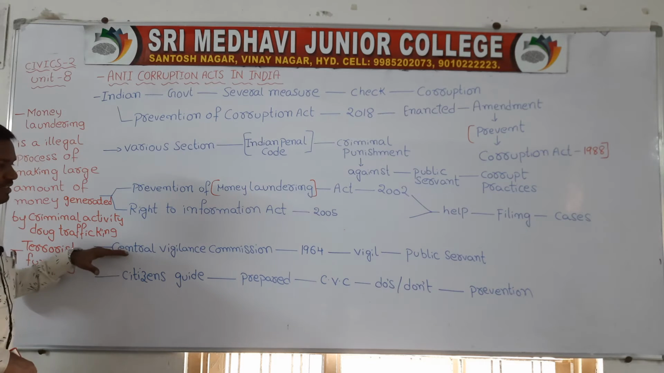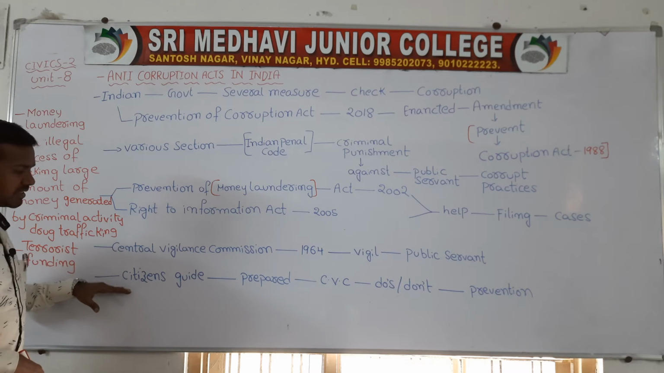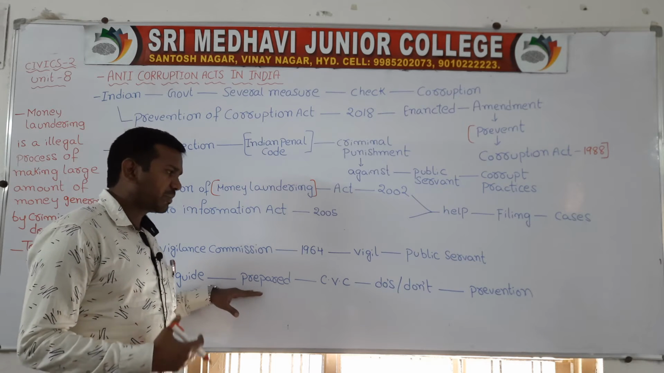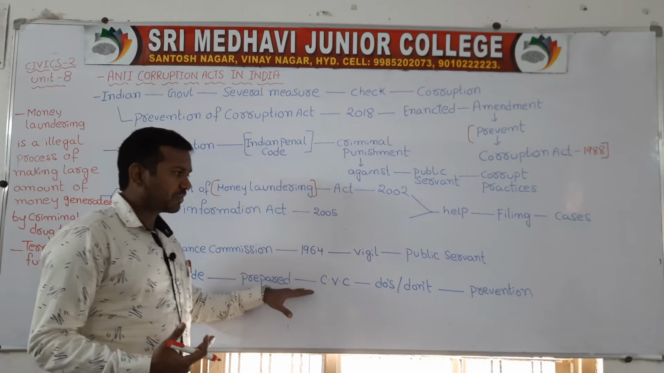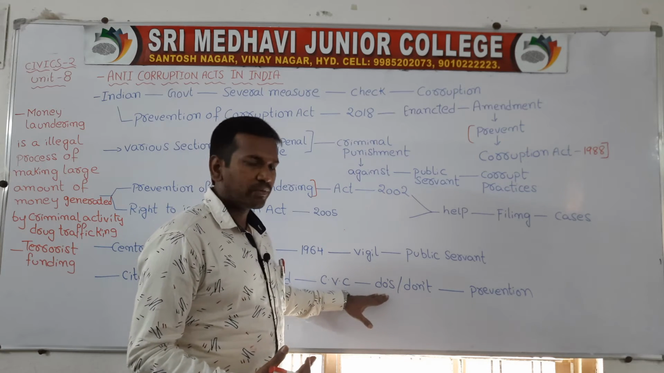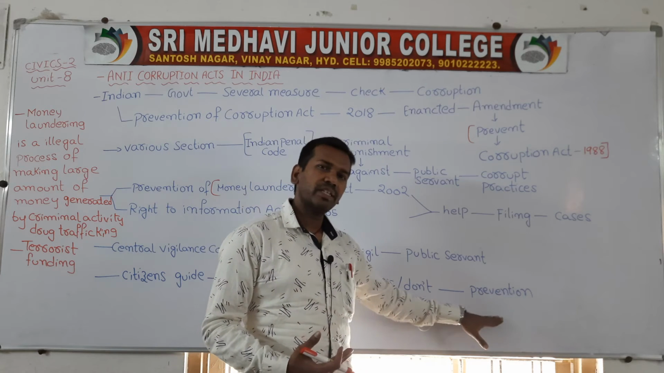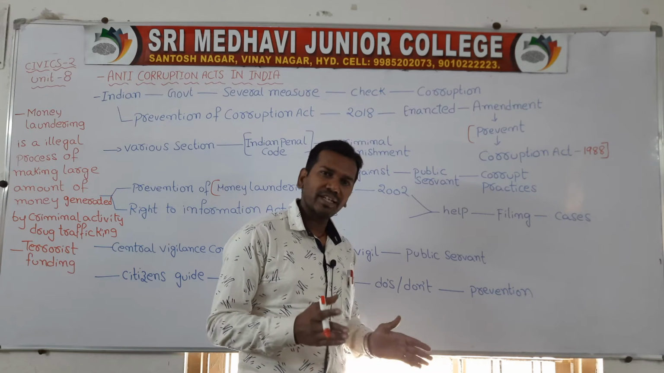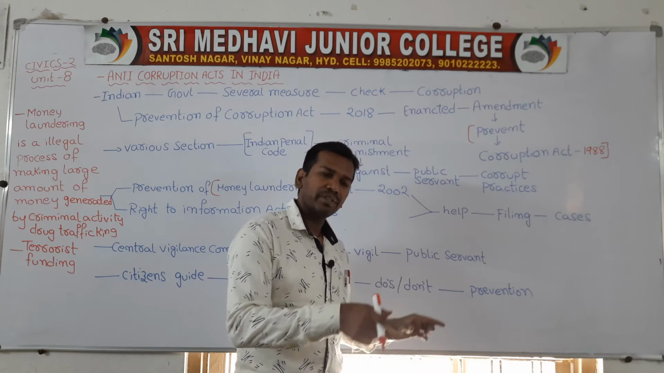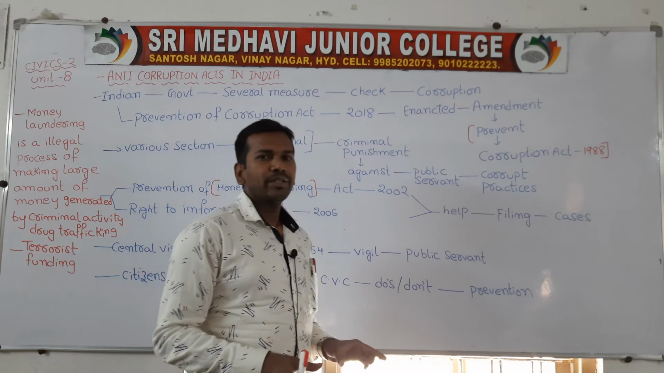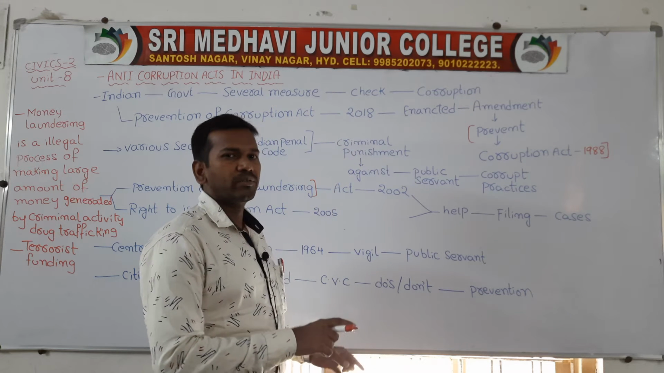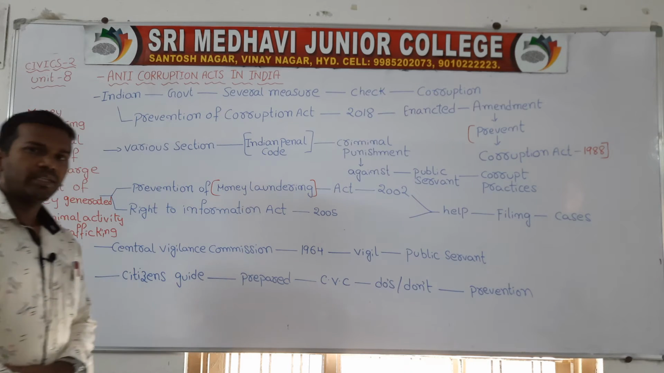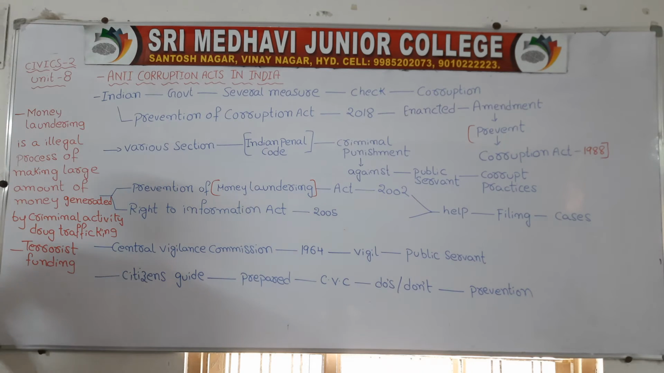So what the Central Vigilance Commission has done is prepare a citizen guide. They have prepared a citizen guide in which they have written what things should be done and what things should not be done in order to prevent corruption. The Central Vigilance Commission has prepared this guide in which they have written all the points in an elaborate way, everything written in that point. So this is the point.